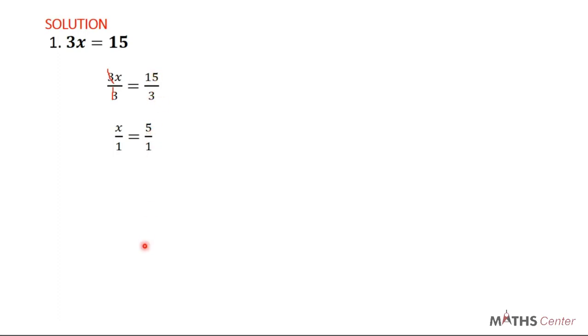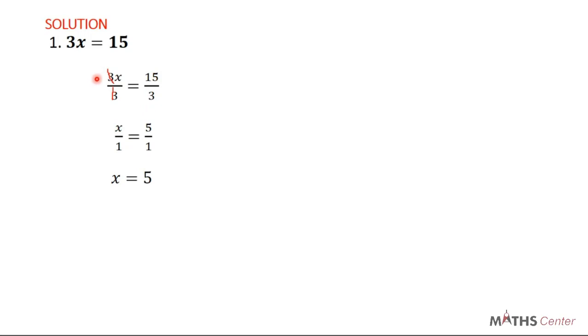We know that any number divided by 1 is the same number. So x divided by 1 will give us x. 5 divided by 1 will give us 5. So you've seen how this is done. To help us get x, we divide x by the number attached to x so that that number can cancel itself out. So when you do that, x will stand alone.